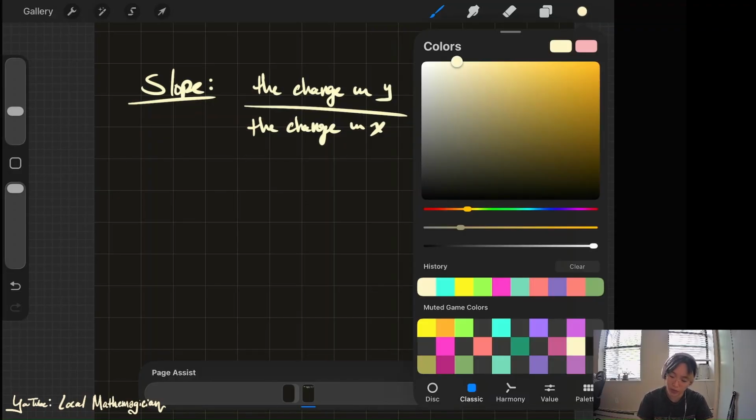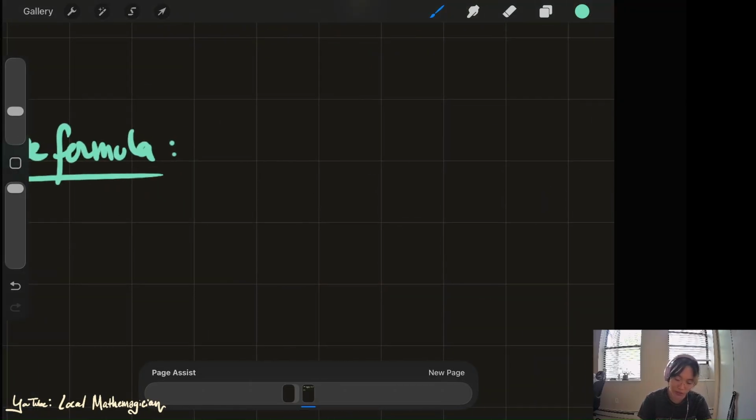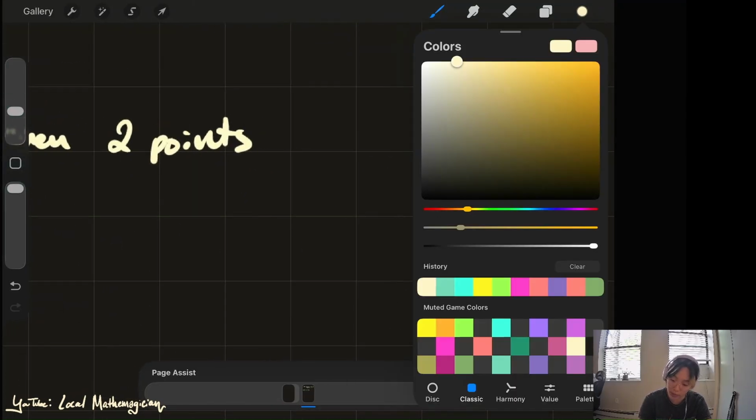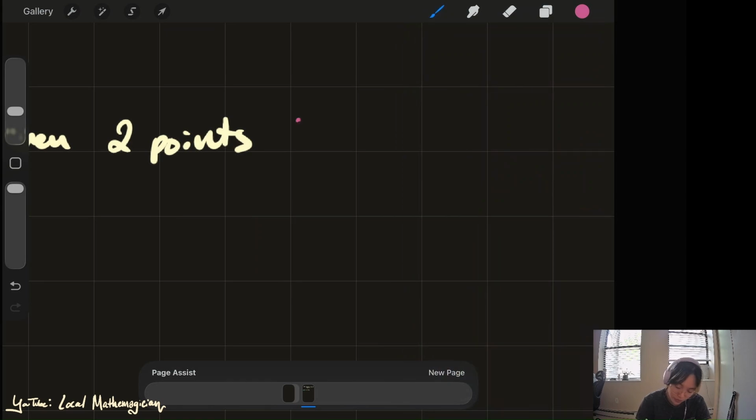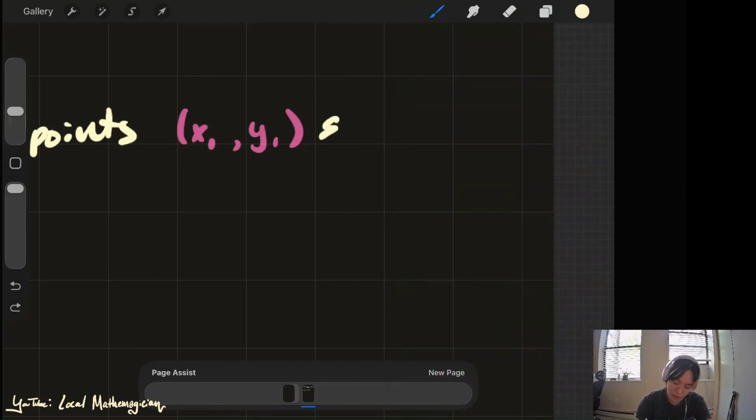Okay. So the second thing we'll do is we'll talk about the slope formula, okay? So given a pair of points, given 2 points, so they have to be in the form of an ordered pair, right? We can call it x sub 1 comma y sub 1. These are ones, okay? So x sub 1, y sub 1, right? And your second point we can call x sub 2 and y sub 2, right?